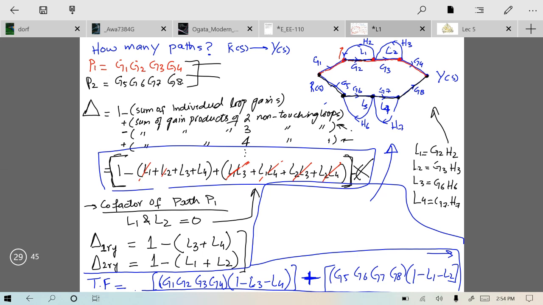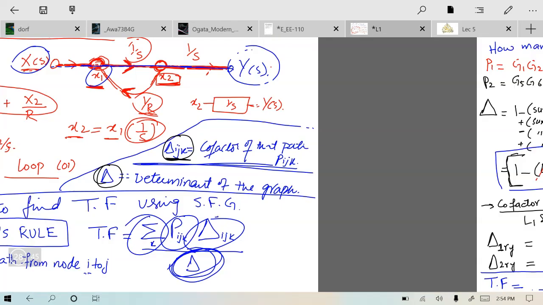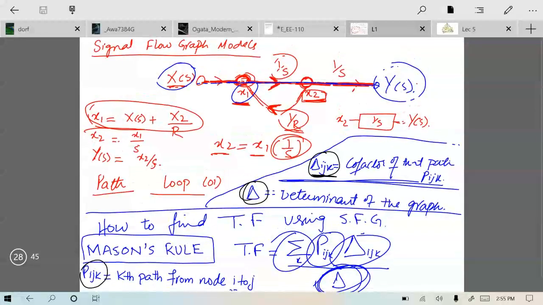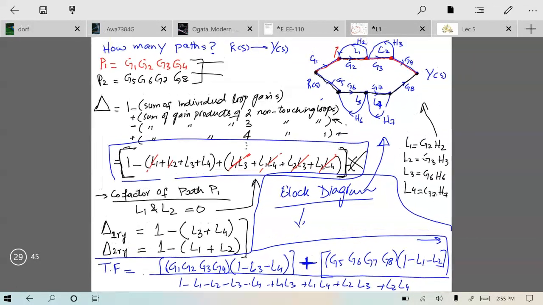You can try to formulate the same system as a block diagram and find its transfer function by reduction techniques. The result would be the same. So initially in this lecture we found the transfer function using the block diagram reduction technique, and then we discussed an example of finding a transfer function using Mason's rule for a signal flow graph. So I think you would be pretty comfortable with signal flow graph models and how to find the transfer function of a system represented in a signal flow graph.